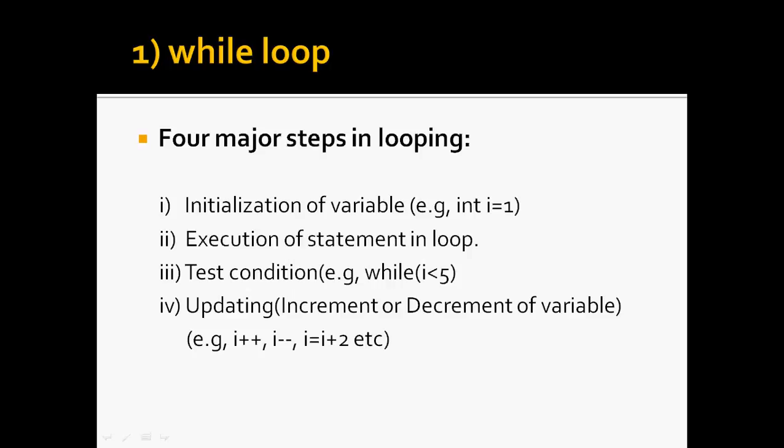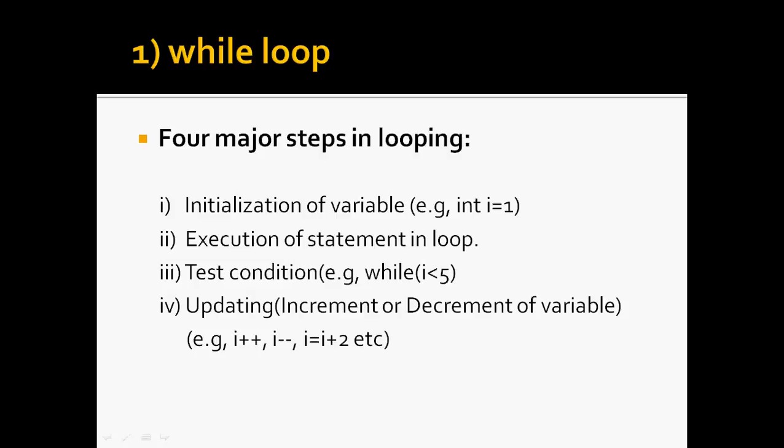So whenever we are dealing with any type of loop, we have basically four major steps in it. We are discussing while loop here. Number one, we have to initialize the variable. Here I have taken a variable I. The initial value of I is 1 and its data type is integer. And then execution of statements under the loop. This execution of a statement will only occur when the test condition becomes true. It means while I is less than 5, only then will the statements under the loop be executed. Otherwise, they will not be executed, right?